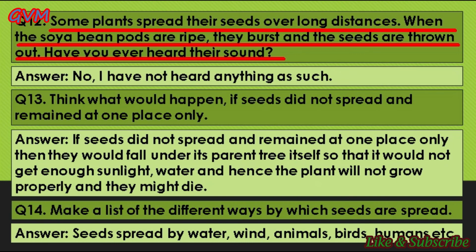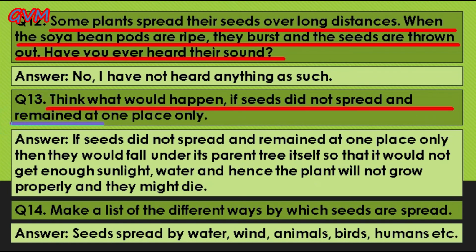Now the next question is, think what would happen if seeds didn't spread and remained at one place only. Students, if the seeds did not spread and remained at one place only, then they would fall under the parent tree itself, and then they would not get enough sunlight and water, and hence the plant would not grow properly and might die. So seed dispersal is very essential for the survival of plants on earth.